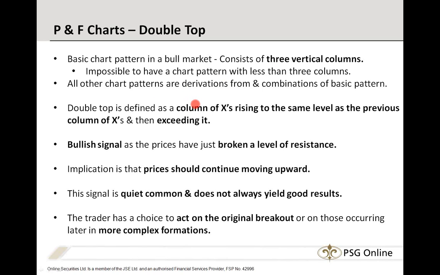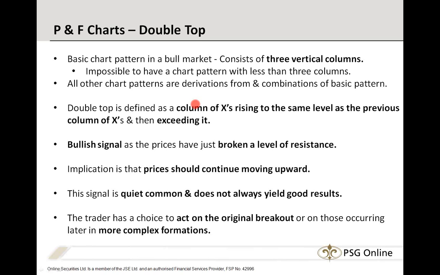So a double top is defined as a column of X's rising to the same level as the previous column of X's, and then we're breaking out above that. So we break above resistance and obviously exceed it. So that's where the bull signal is given when we break above resistance. Yeah. So the implication is that the price should continue moving upwards. It's quite a common signal, this, but it's not very reliable and doesn't yield good results. So a lot of traders have a choice: either you act on the original breakout, or you wait for more complex chart patterns going forward.